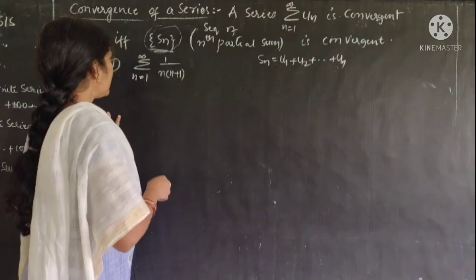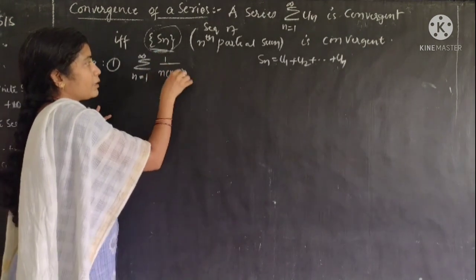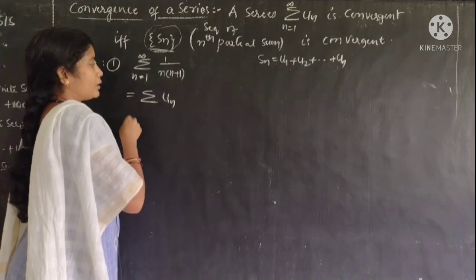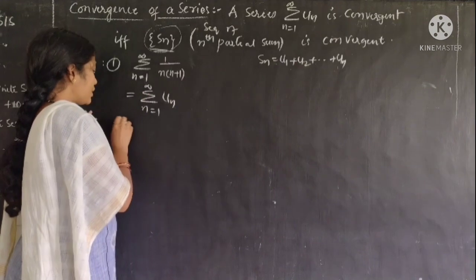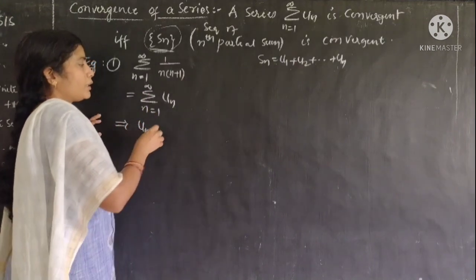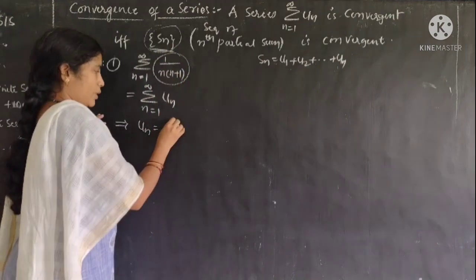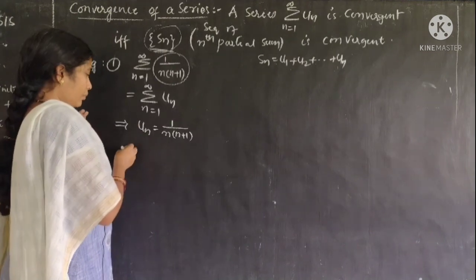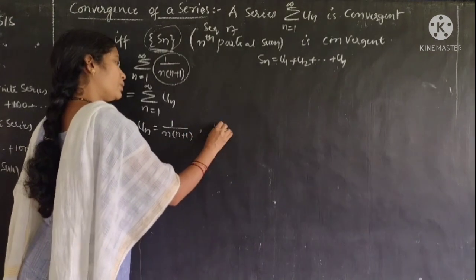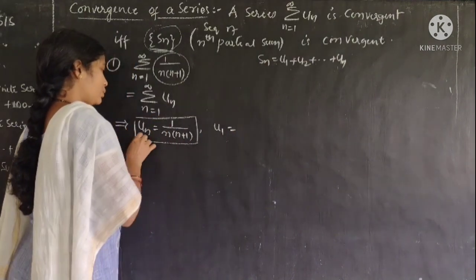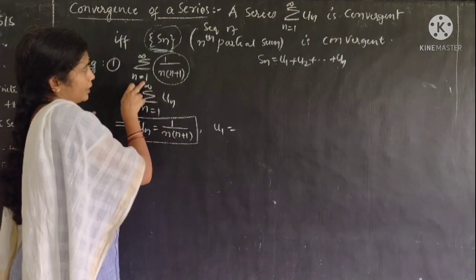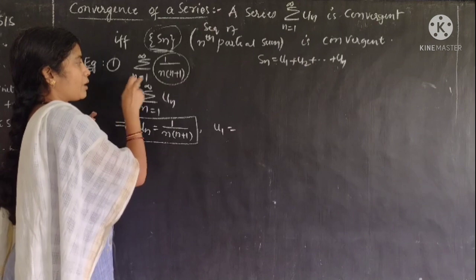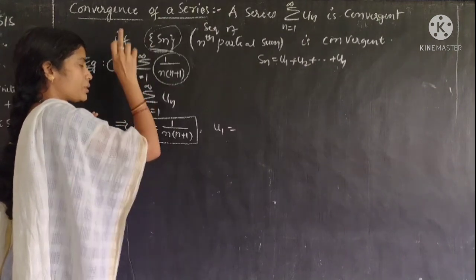For example, let us consider the series sigma 1 by n into n plus 1. Suppose this is written as un, n from 1 to infinity. Then what is the value of un here? In the place of un we have 1 by n into n plus 1. From this, what is u1? u1 is equal to, giving the value n as 1, because the running is 1 to infinity and the starting number is 1. Remember this, here always we have natural numbers starting from 1.